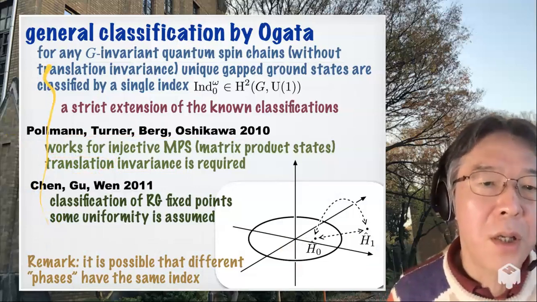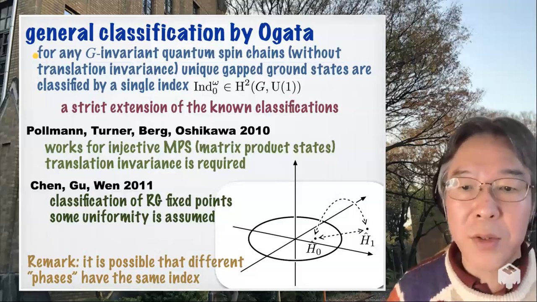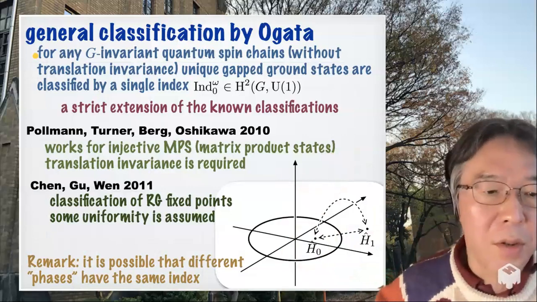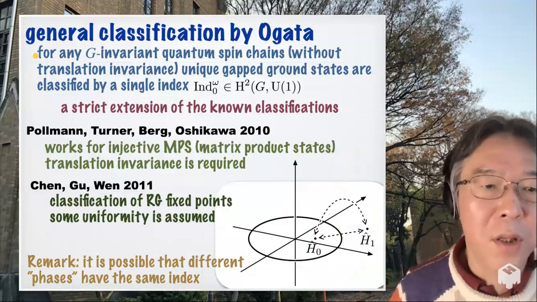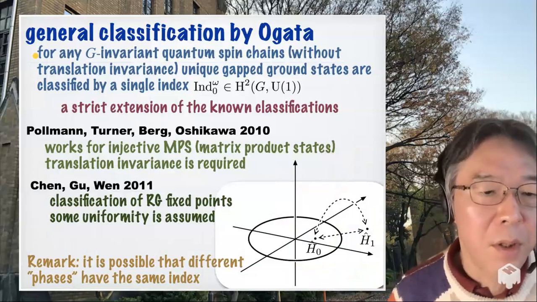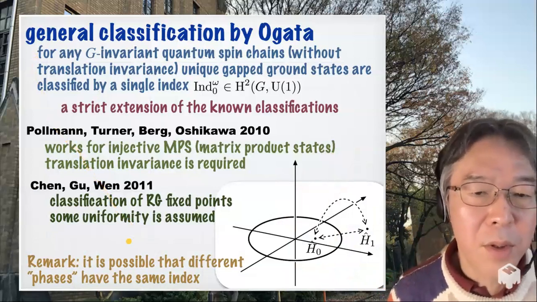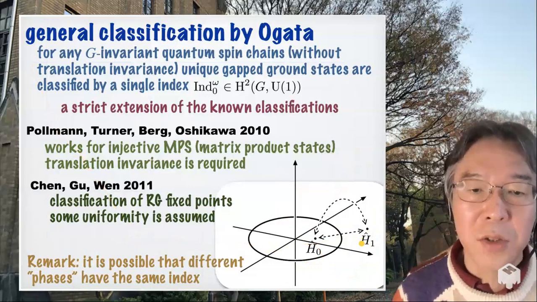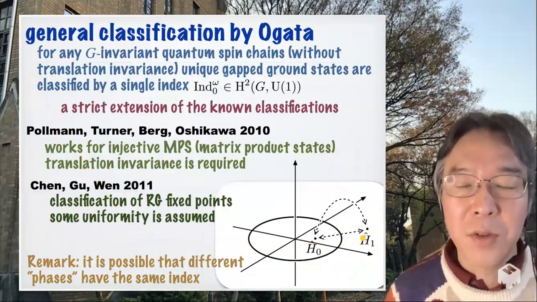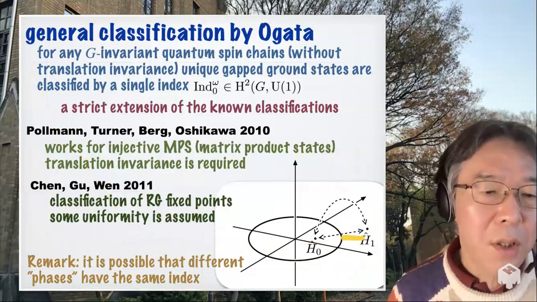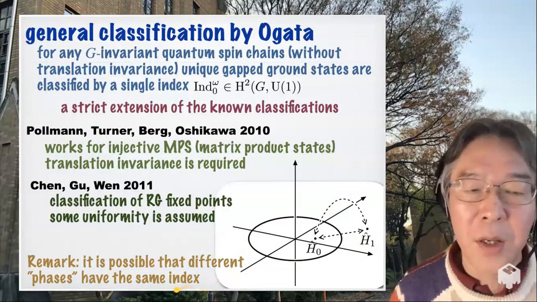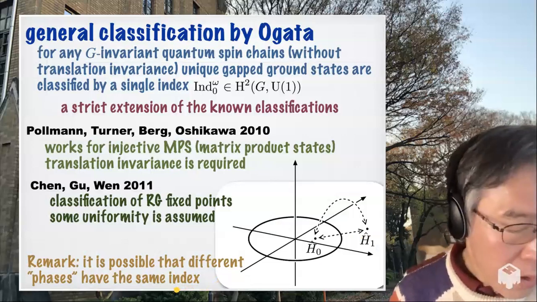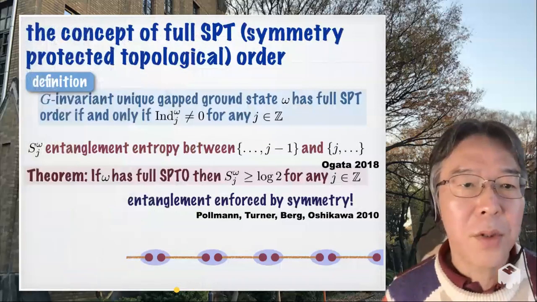But look, in Ogata's case, you don't need any translation invariance. You don't need any coarse graining. You can define the Ogata index for each bond. Okay, and you don't need any coarse graining. You don't need any uniformity. Okay, and here's a rather trivial remark. If you find that two Hamiltonians have different Ogata indices, then we are sure that they belong to different phases. They cannot be connected. But it is still possible that different phases happen to have the same index. Okay, this is always the case in index theorems. Good. Okay, so that was about the classification.